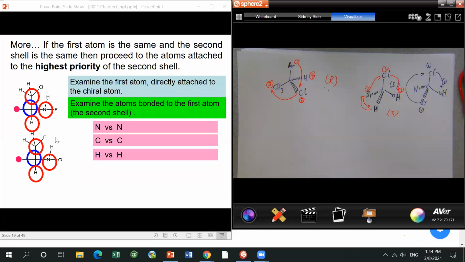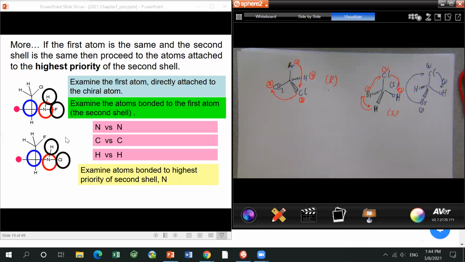So we can stop here and don't need to move further. Even though the top one has a chlorine attached to the second layer carbon and the bottom one only has fluorine attached, we don't care, because the attachment on nitrogen already tells the difference. That's how you move from one layer to another layer and eventually tell the difference.